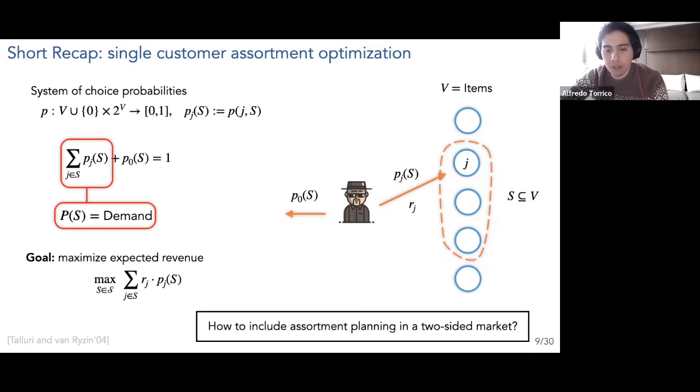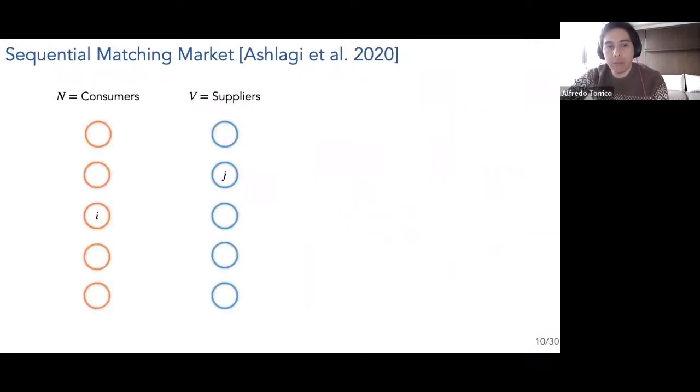So the question now is how we can include this kind of model for a two-sided market. Ashlagi and others propose the following sequential matching markets. On one side, you have consumers, and on the other side, you have suppliers. The goal of the platform is to select a menu of options, a menu of suppliers, to show to each consumer at the same time. In this case, we're going to select a subset Si to show to consumer i. Once the platform shows the options, it doesn't intervene on the following probabilistic process.